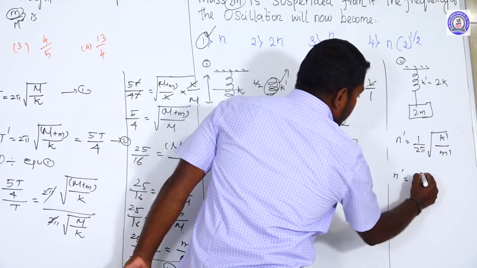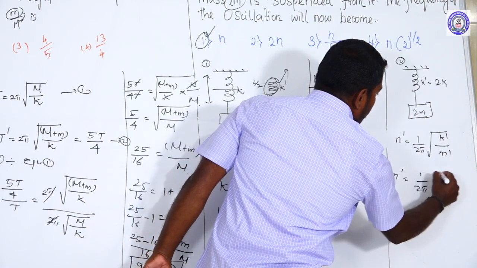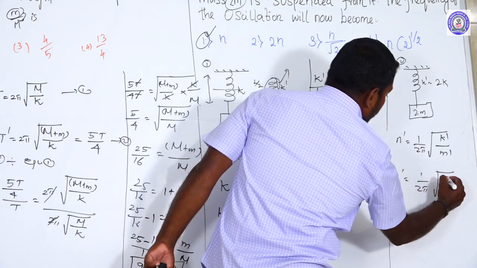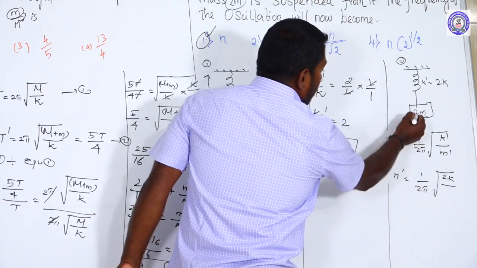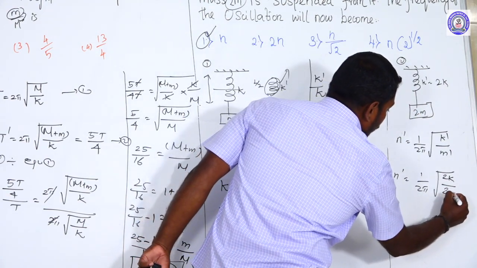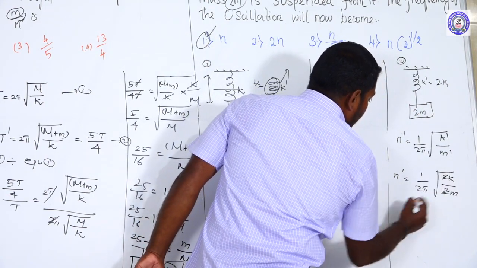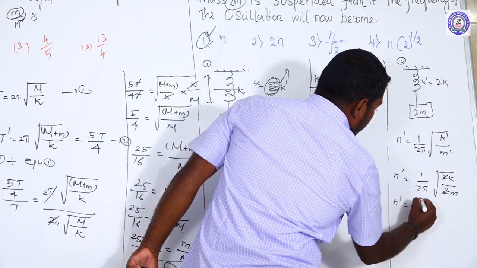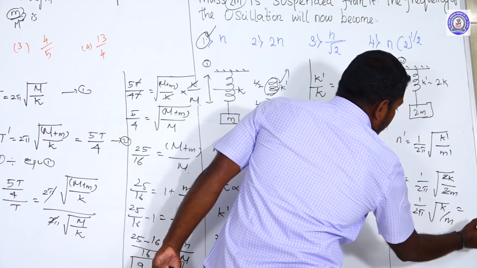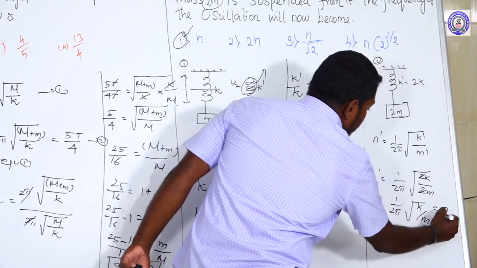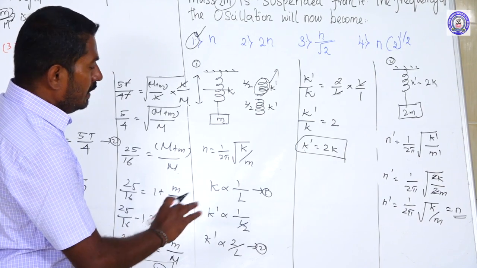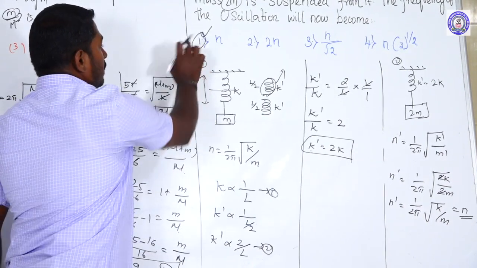So n prime is equal to 1 divided by 2 pi square root of the new force constant 2K divided by the mass 2m loaded on the lower end of the spring. Then the 2 gets cancelled. n prime is equal to 1 divided by 2 pi square root of K divided by m, which is equal to n. Then the frequency of oscillation in the first case and the second case will not change; it remains the same. That is the first choice.